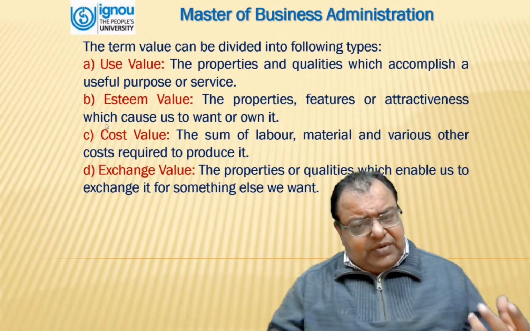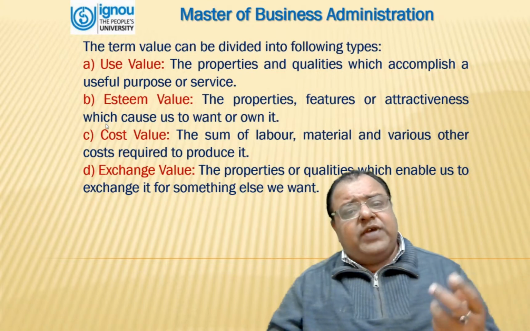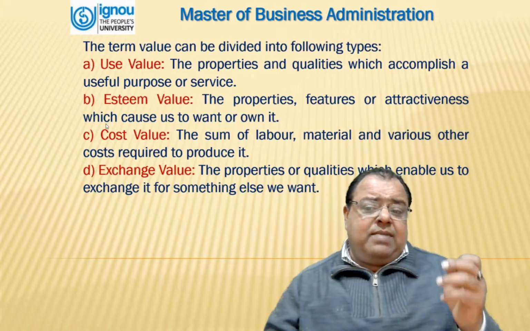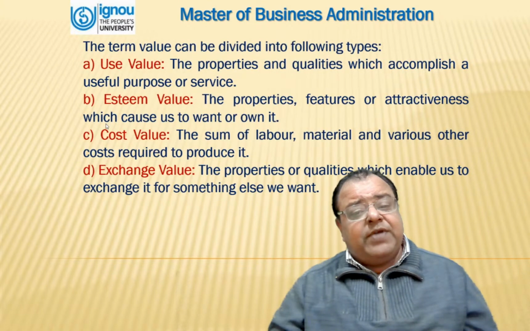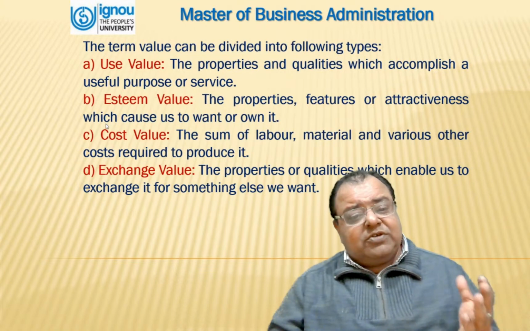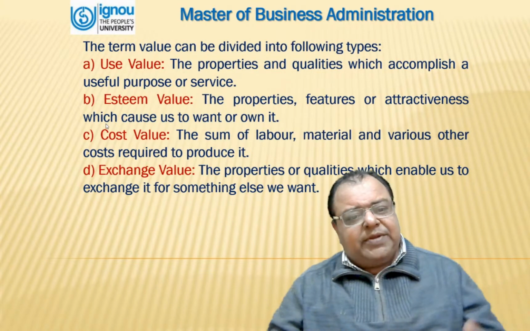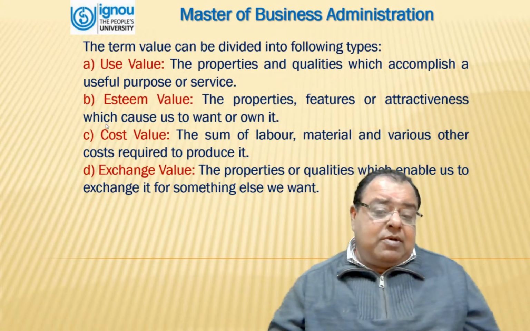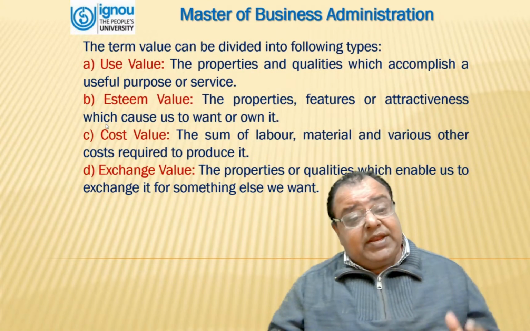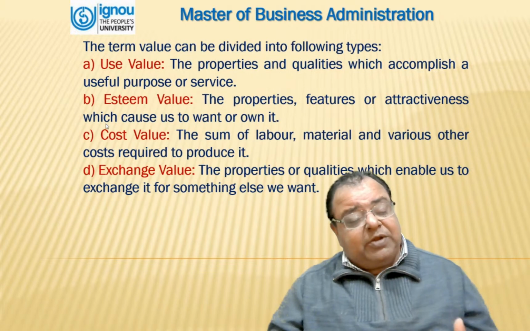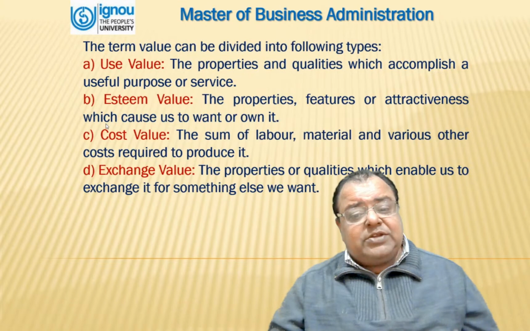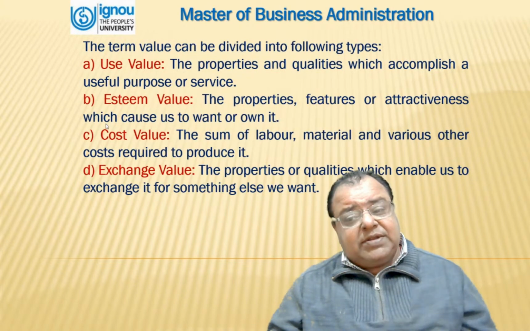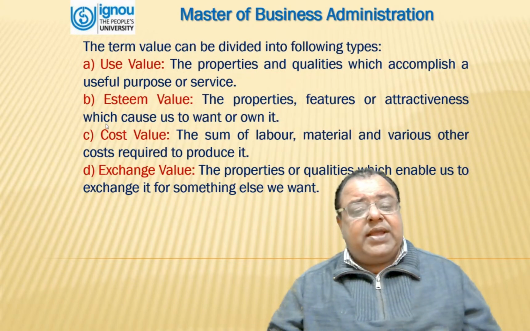four types. First one is use value, the properties and qualities which accomplish a useful purpose or service. Second one is esteem value, the properties, features of attractiveness which cause us to want or to own it. Third, cost value, the sum of labor, material, and various other costs required to produce it. And the fourth one is exchange value, the properties or qualities which enable us to exchange it for something else for what we want.